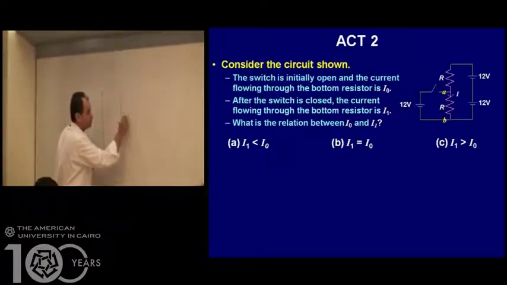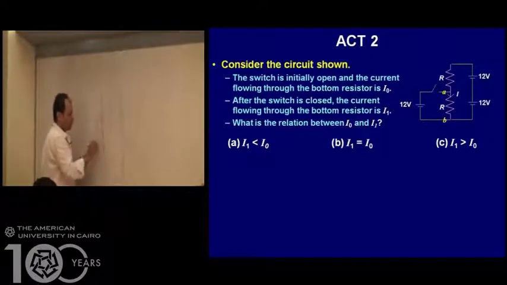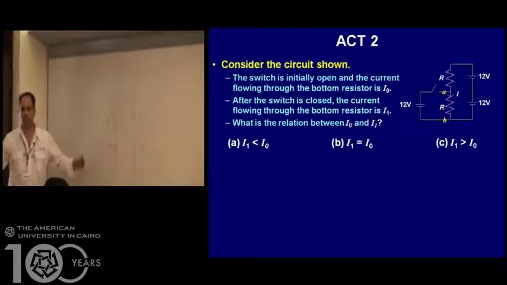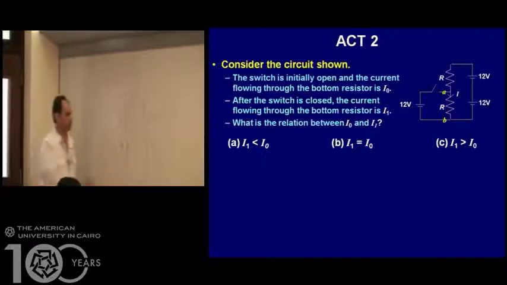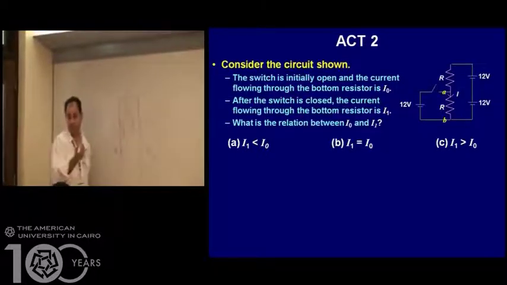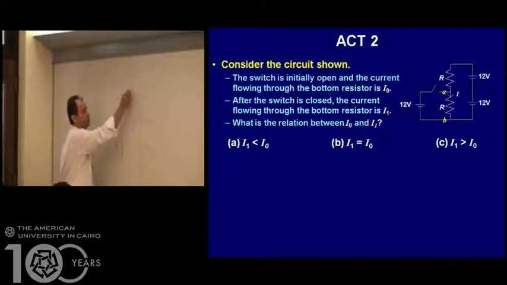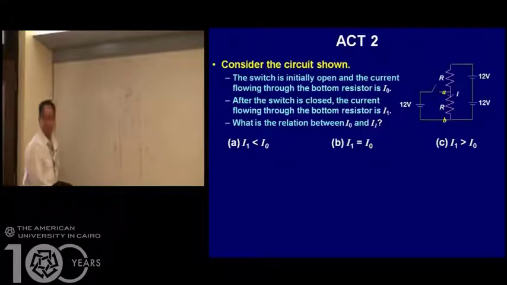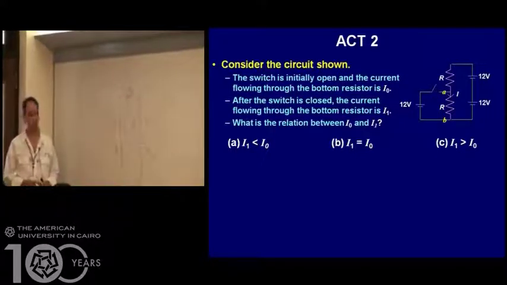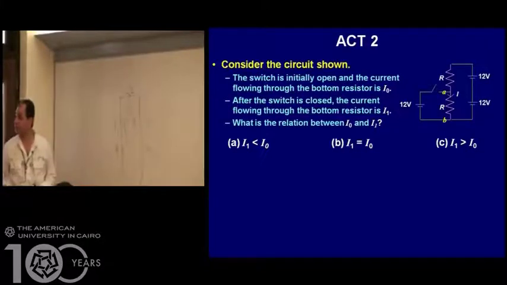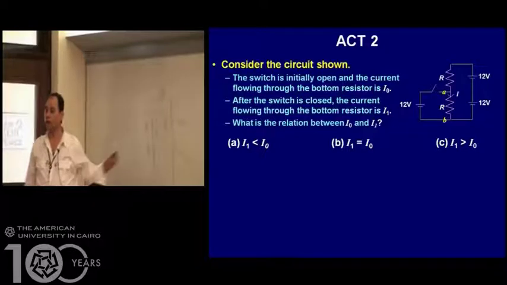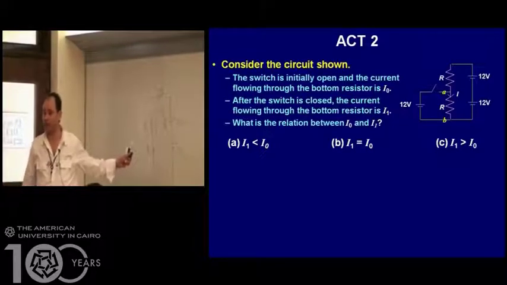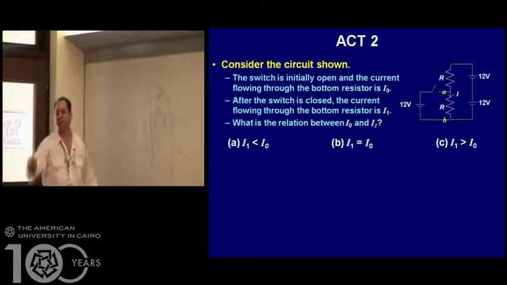Twelve R volts. Which direction should I choose, counterclockwise or clockwise? Doesn't matter. And that current is going to be I. Oh, you're applying Kirchhoff's voltage law already, right? Yeah. I'm a little bit slower than you.